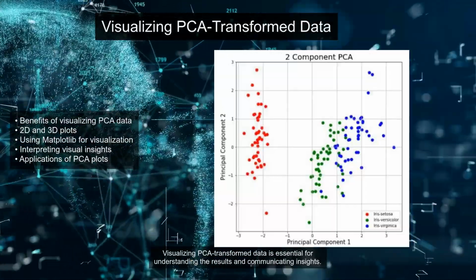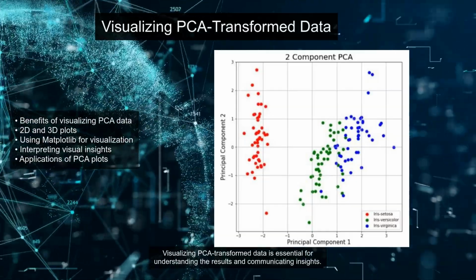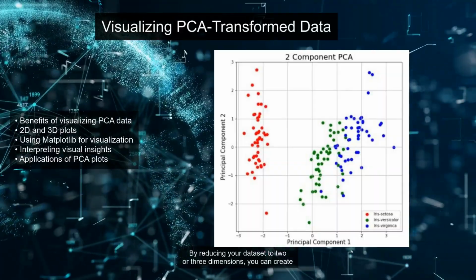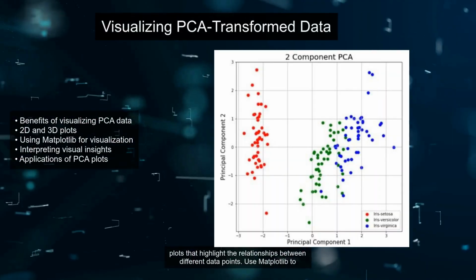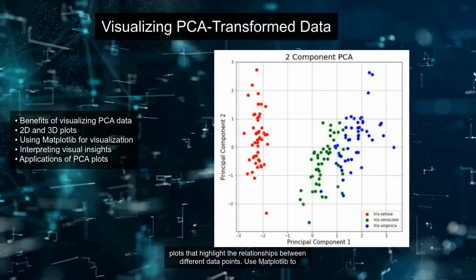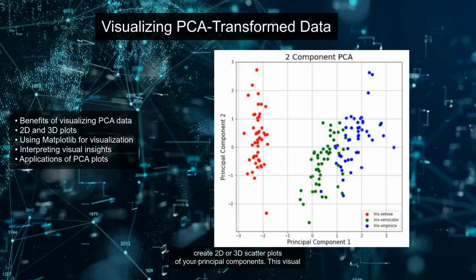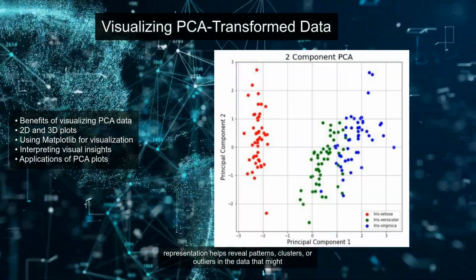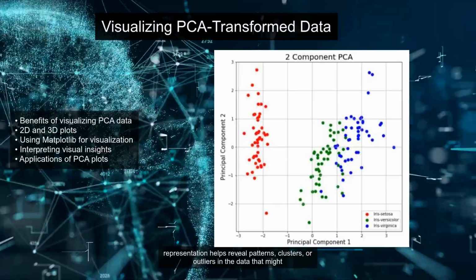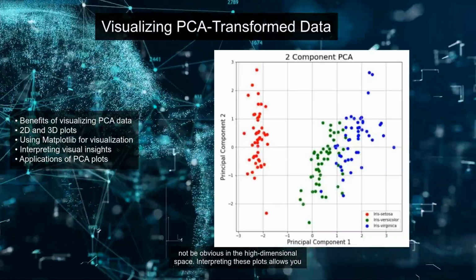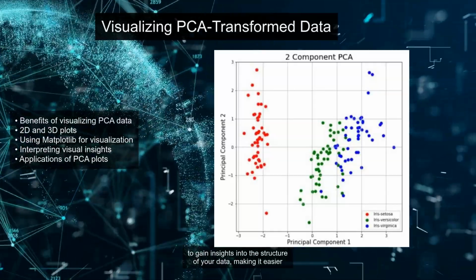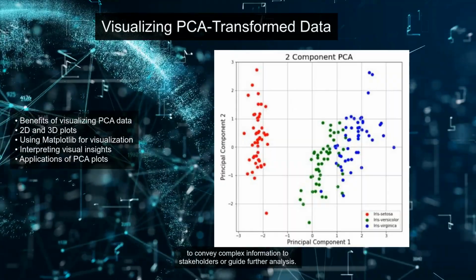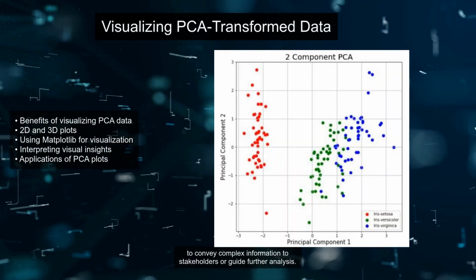Visualizing PCA transformed data is essential for understanding the results and communicating insights. By reducing your dataset to 2 or 3 dimensions, you can create plots that highlight the relationships between different data points. Use matplotlib to create 2D or 3D scatter plots of your principal components. This visual representation helps reveal patterns, clusters, or outliers in the data that might not be obvious in the high-dimensional space. Interpreting these plots allows you to gain insights into the structure of your data, making it easier to convey complex information to stakeholders or guide further analysis.